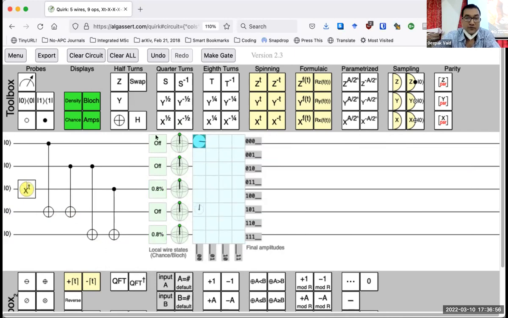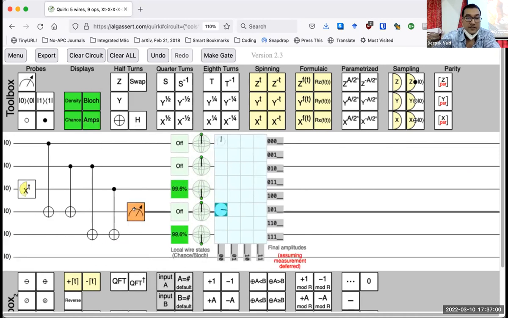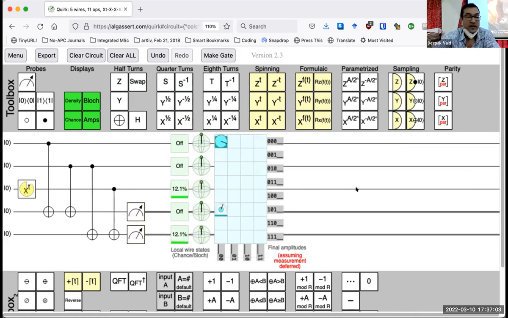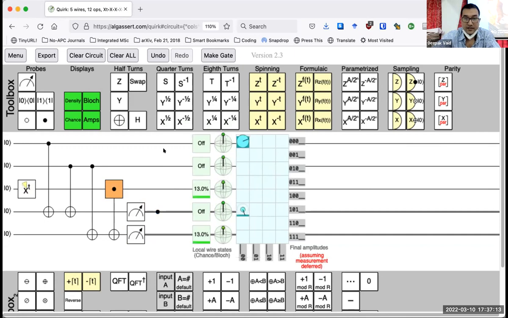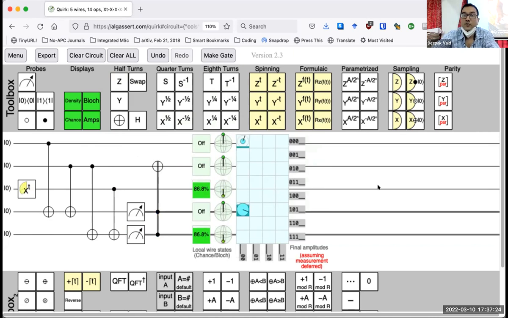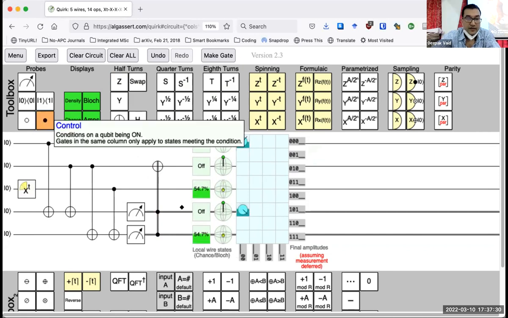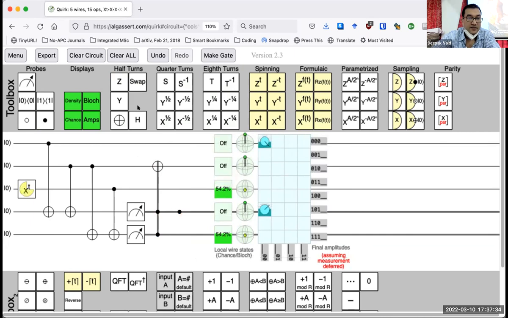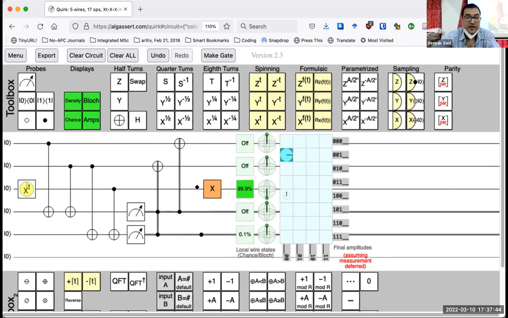And now we put a measurement on the ancilla bits. And now we perform the conditional error correction. The conditional error correction is as follows. Where is X? X is just this, right? This is the one when both the parities are one. Then when the first parity is one, we flip A, and when the second parity is one, we flip C.